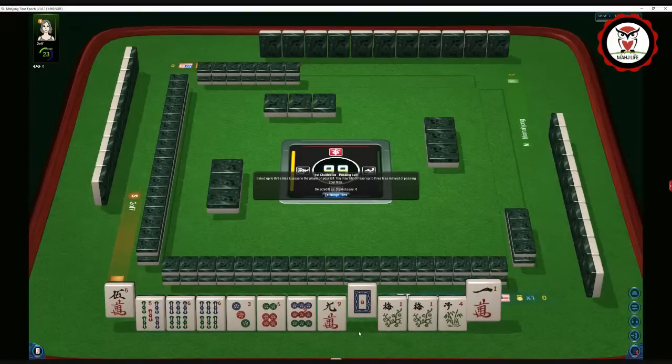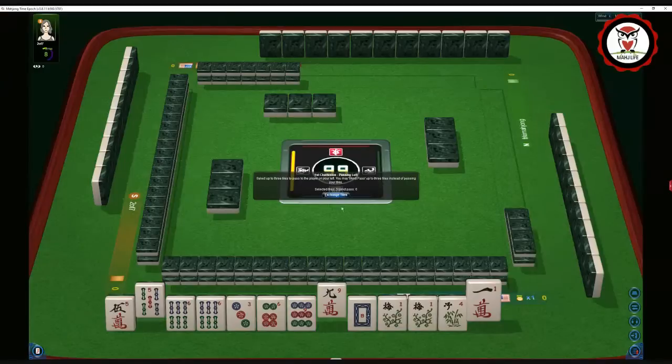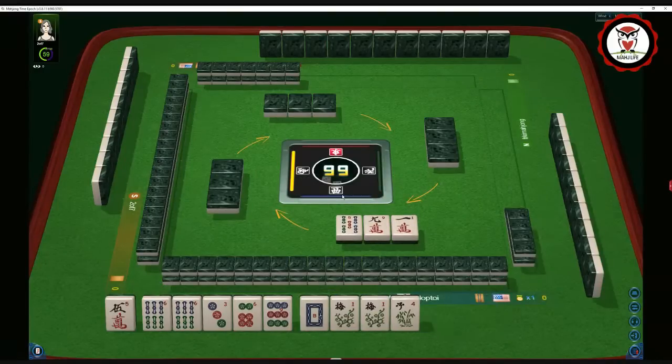3, 5, 6, 3, 6, 9. There's only one dragon or two dragon hands, and I don't know if we're going to be able to use that. Maybe what we could do, though, is let the nine crack go with the five bam and keep the dragon. We'll see. We're still kind of in between.